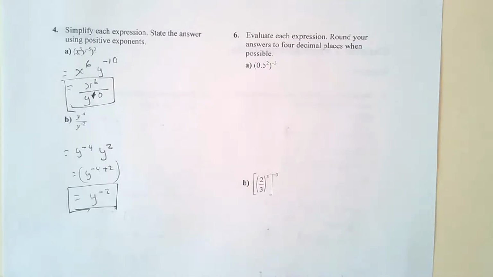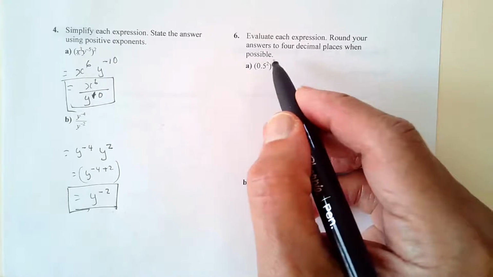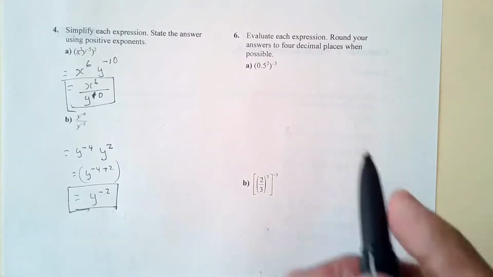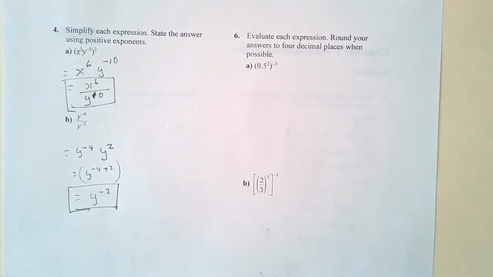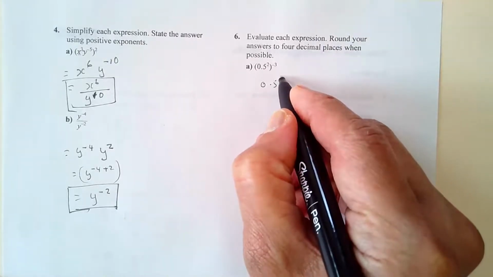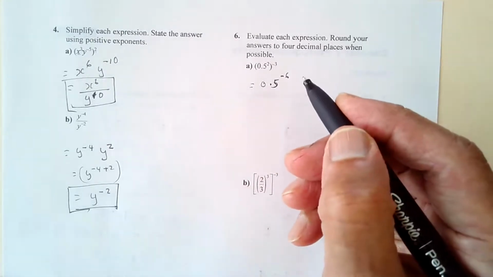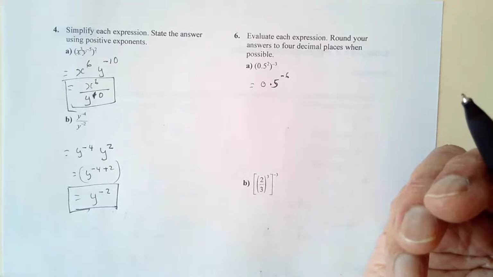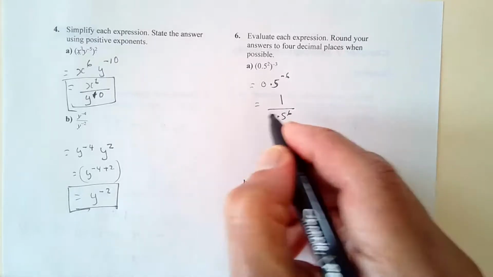Question 6. Evaluate each expression and write the answer to 4 decimal places where possible. Because we are multiplying 0.5 to the power 2 times negative 3, this is 0.5 to the negative 6. Now we can write that as 1 over 0.5 to the power 6.